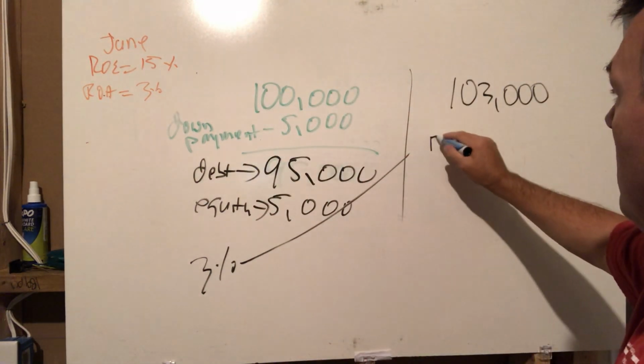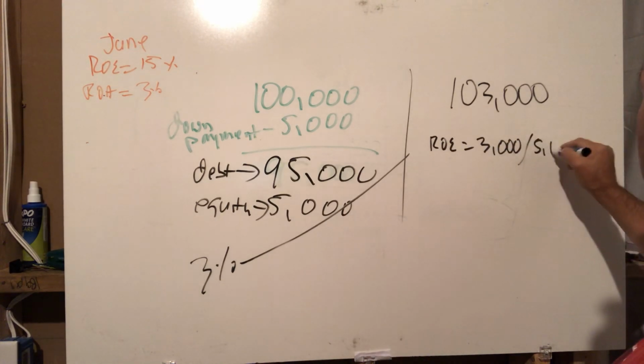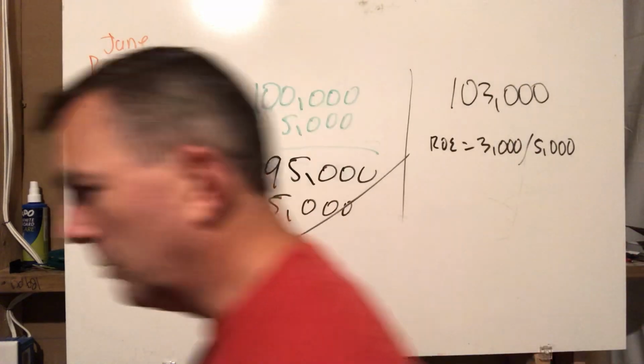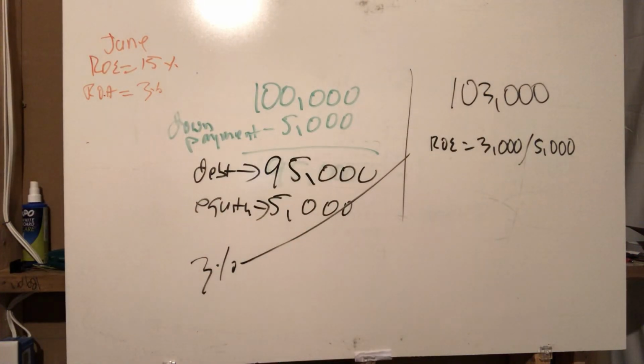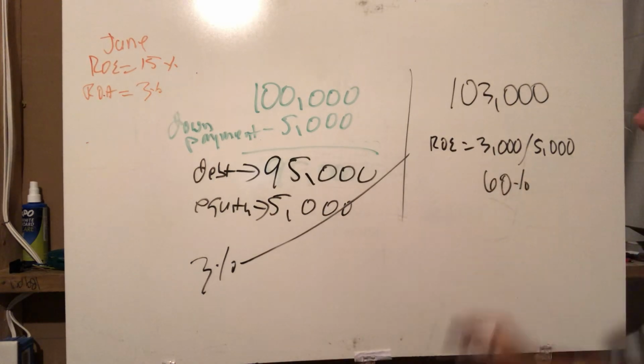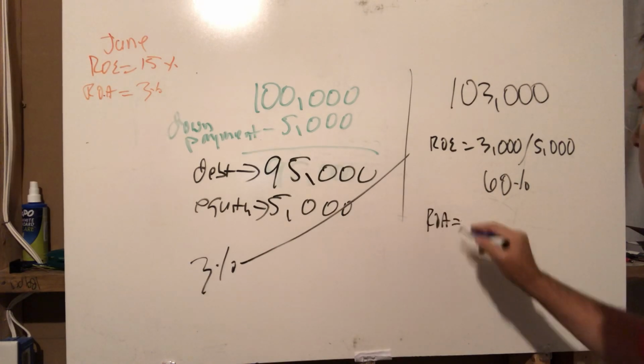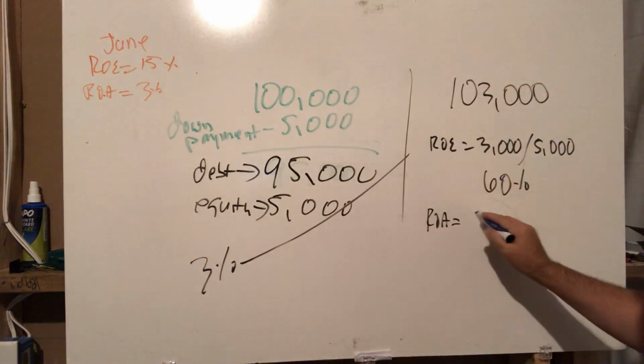But now his ROE equals 3,000 divided by 5,000. What's that going to be? 60%, right? Yeah, it'll be 60. Well, just make sure so I don't look like a fool. Yeah, 60%. So his ROE is 60%. What's his ROA? Anyone want to take a guess? It's still 3%.